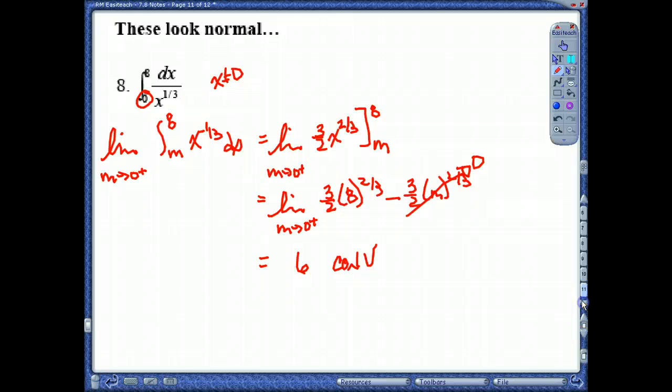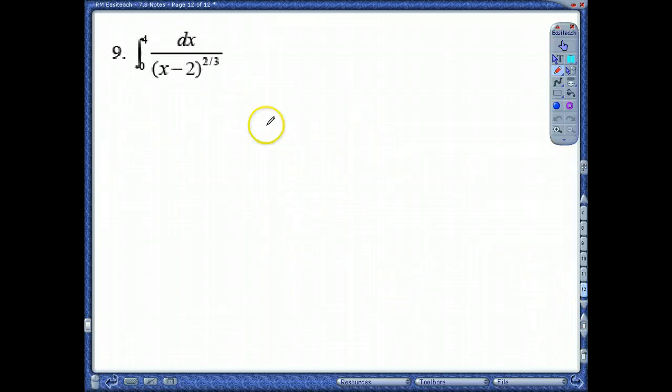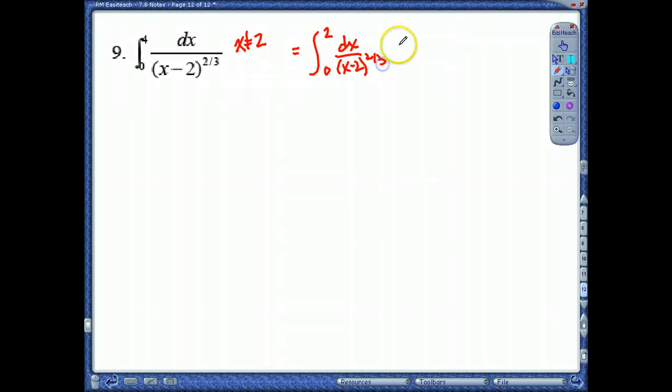Okay, now another example, our last example. It's that one that we had at the very beginning of the slide. This we have a little problem. This is where we have a problem. We are not continuous at 2, which is smack dab in between. So we're going to have to split this up. So we're going to go from 0 to 2 of our dx, and then go from 2 to 4. So we have to split up that crazy point.